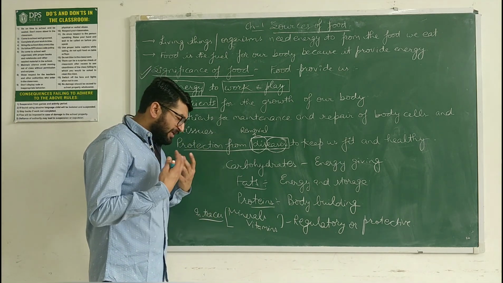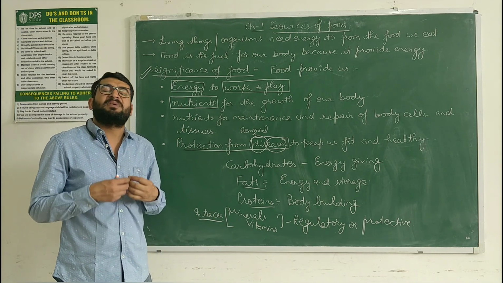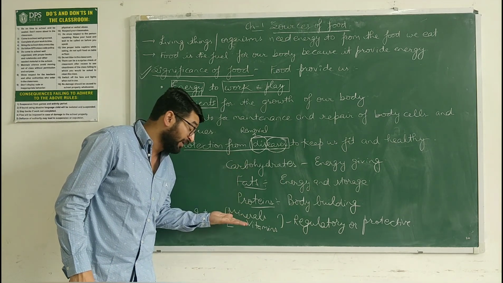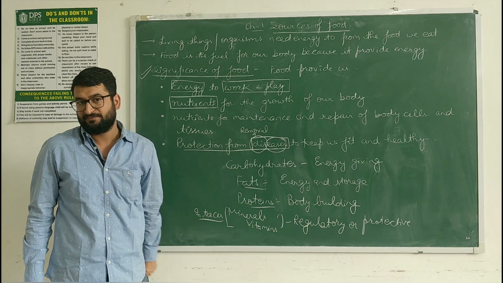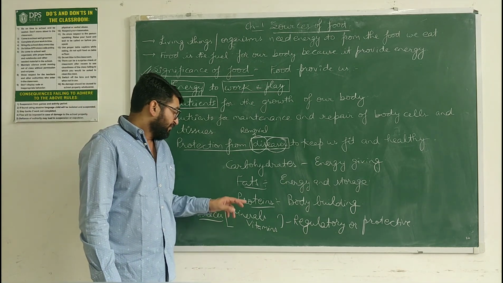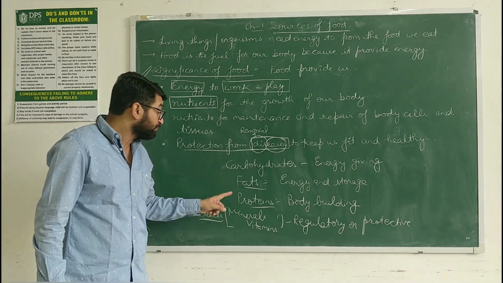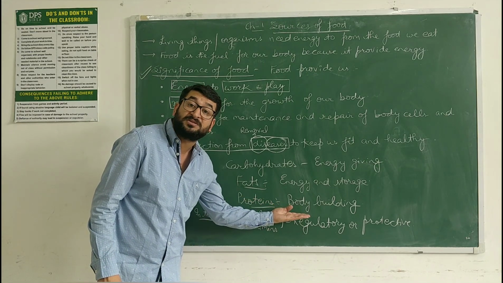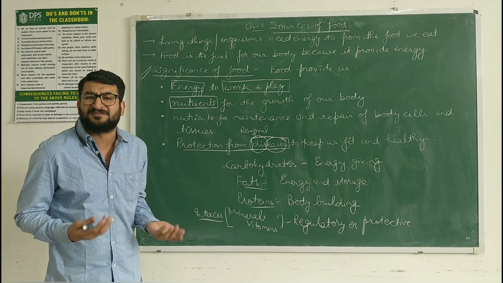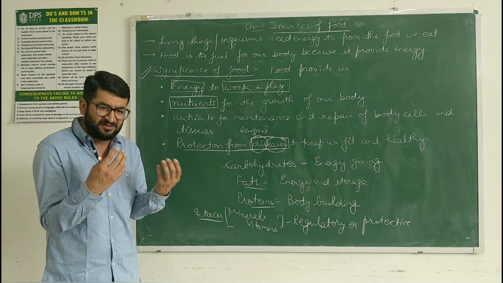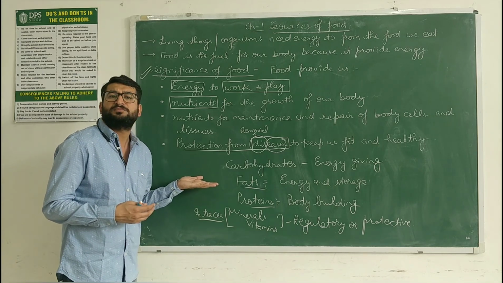So, to keep our body disease free, we must have to eat a balanced diet that must contain all these nutrients in appropriate amount. For growth, for development, we require nutrients. Why? Because proteins are the bodybuilding nutrients. They help in the growth of muscles. And by the growth of muscles and the body tissues, body cells, we grow.